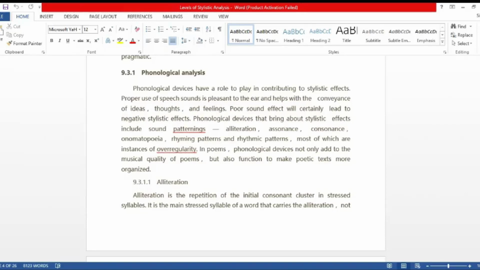So what are these? Phonological devices have a role to play in contributing to stylistic effects. They create a certain writing style. They give a certain rhythm to a piece of text, to a poetic line in particular. And these are very important because sounds create rhythm, sounds create music. The repetition of sounds and the dissonance of sounds, the dissimilarity of sounds, are used for various purposes, and they enhance the objectives, the themes, the purposes for which they are chosen by poets. Proper use of speech sounds is pleasant to the ear.